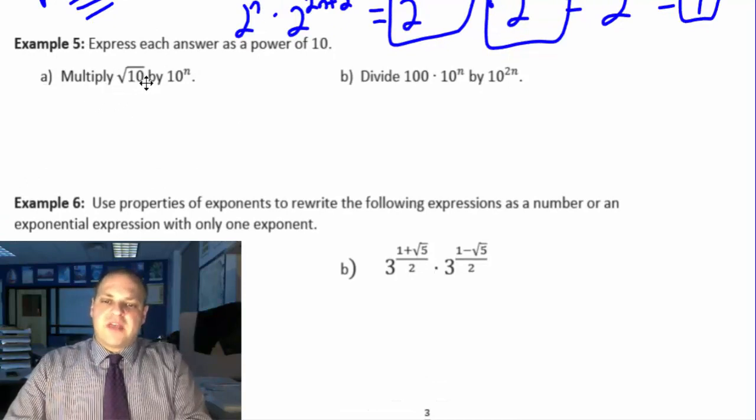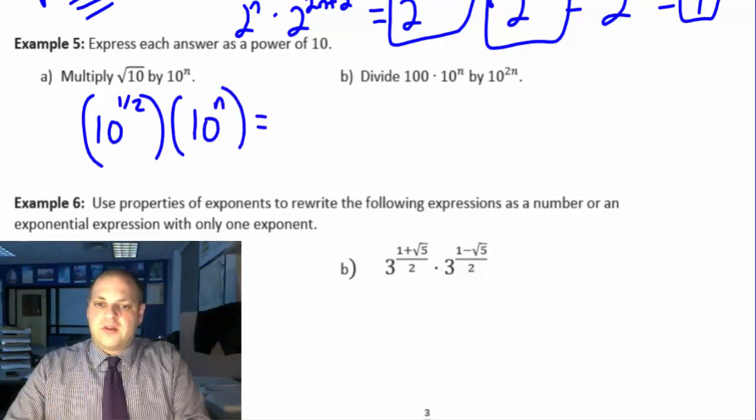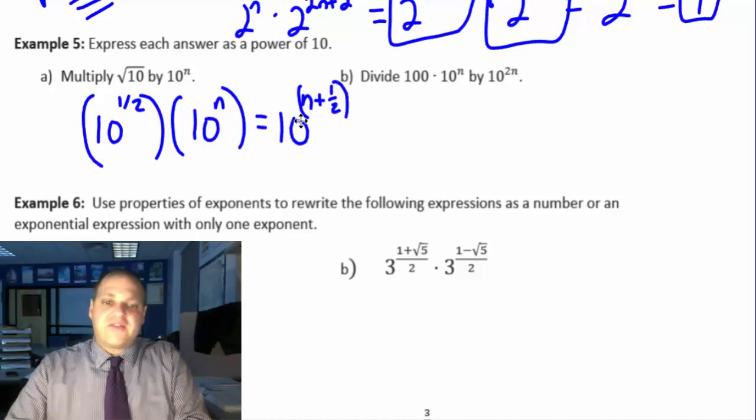Power 10. Multiply radical 10 by 10 to the n. So radical 10 would be 10 to the 1/2. Multiply that by 10 to the n. Okay, so I'm going to add exponents. That's going to give me 10 to the n plus a half, and I can't do anything more than that. So that's all we're going to do there.